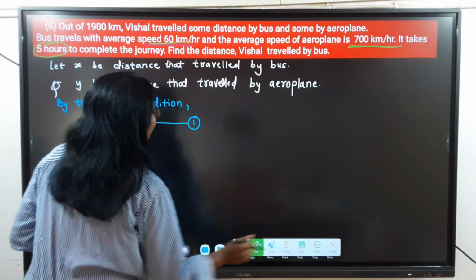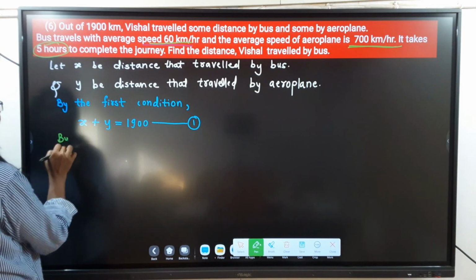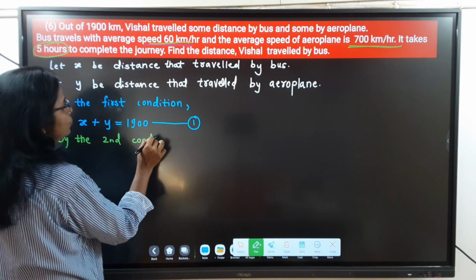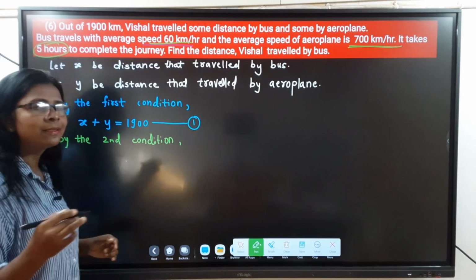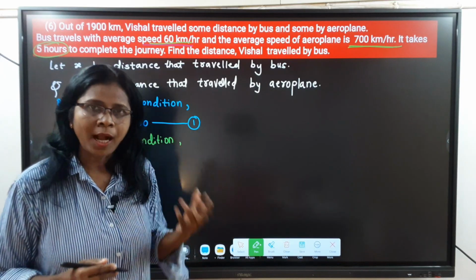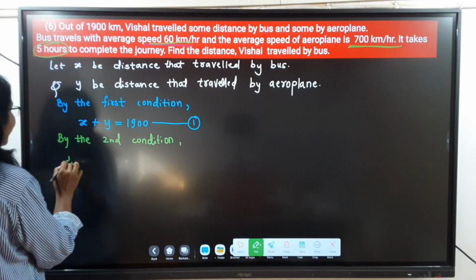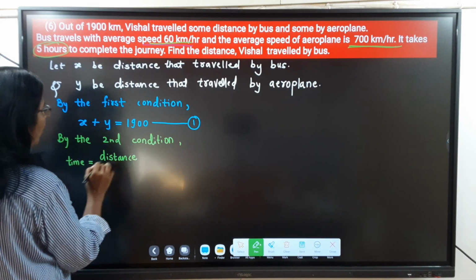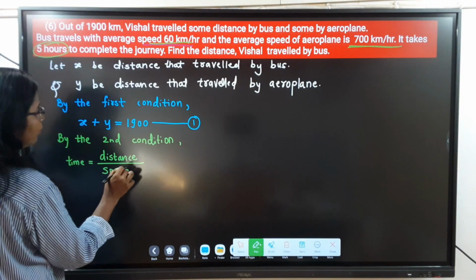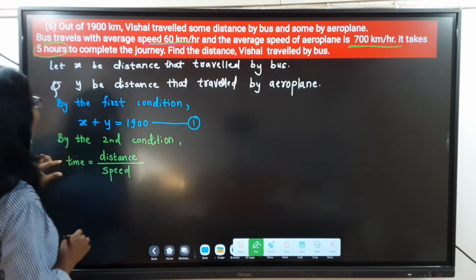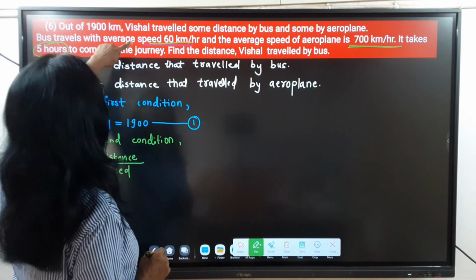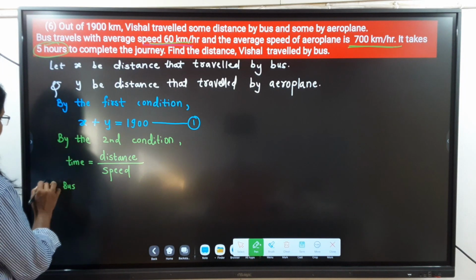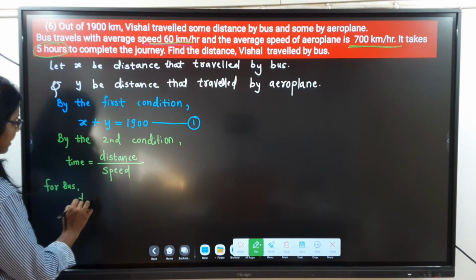So that's why we know that by the given condition, we say by the second condition. Here in the second condition, there is a time required, and that is 5 hours. Now we make time equal to distance upon speed. We know this formula. Students, the time required for the bus will be here for the bus.